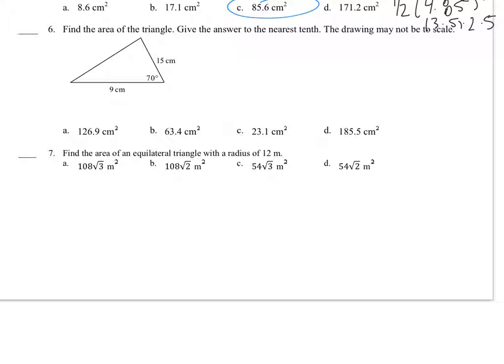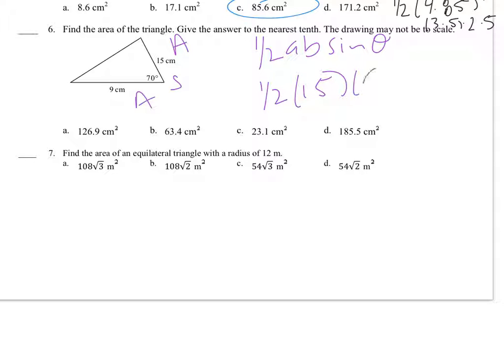If they're not given, you can't just draw them in. But I do have an angle, and then I have a side, and I have an angle. So you can use your 1/2 AB sine of your angle. In this case, it would be 1/2 times 15 times 9 times sine of 70. So again, 1/2 times 15 times 9 times sine of 70. You get 63.